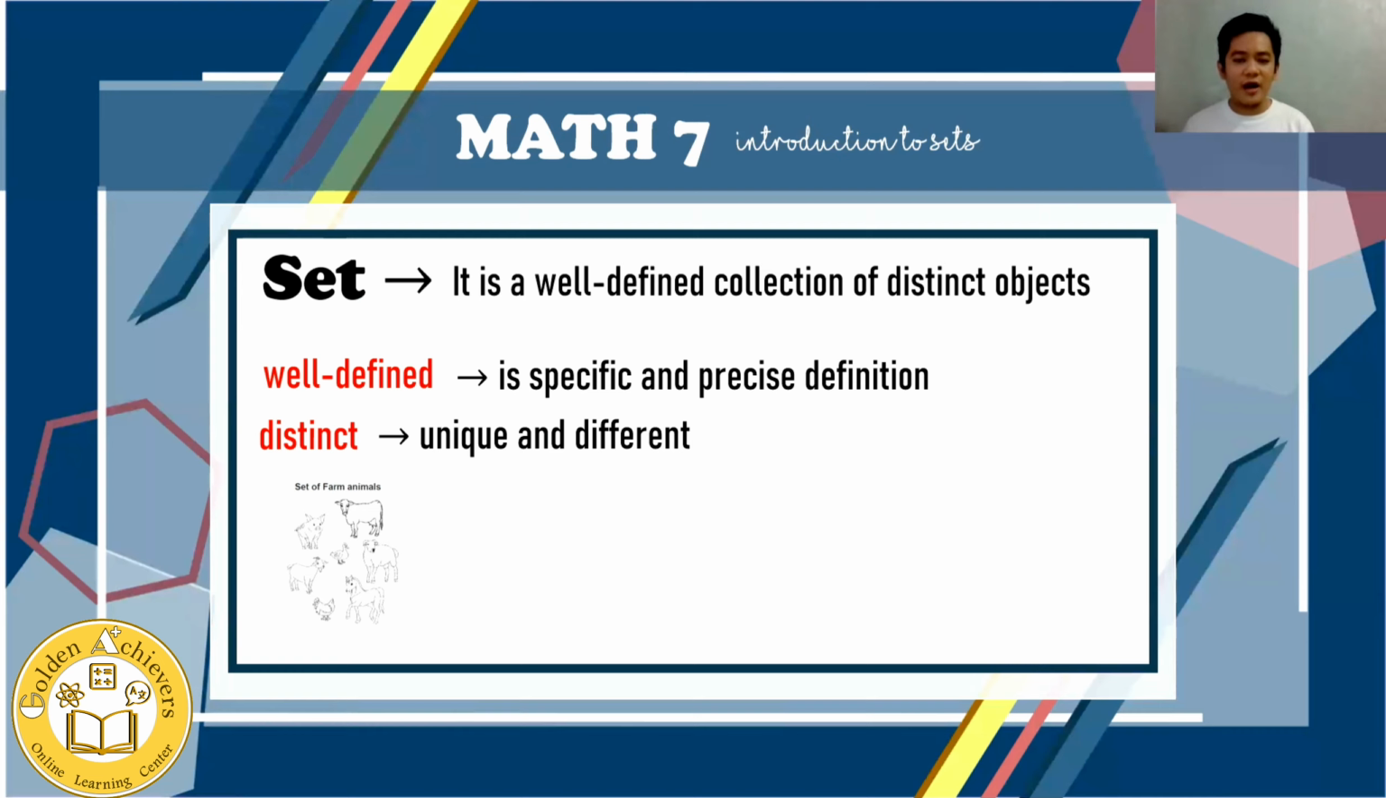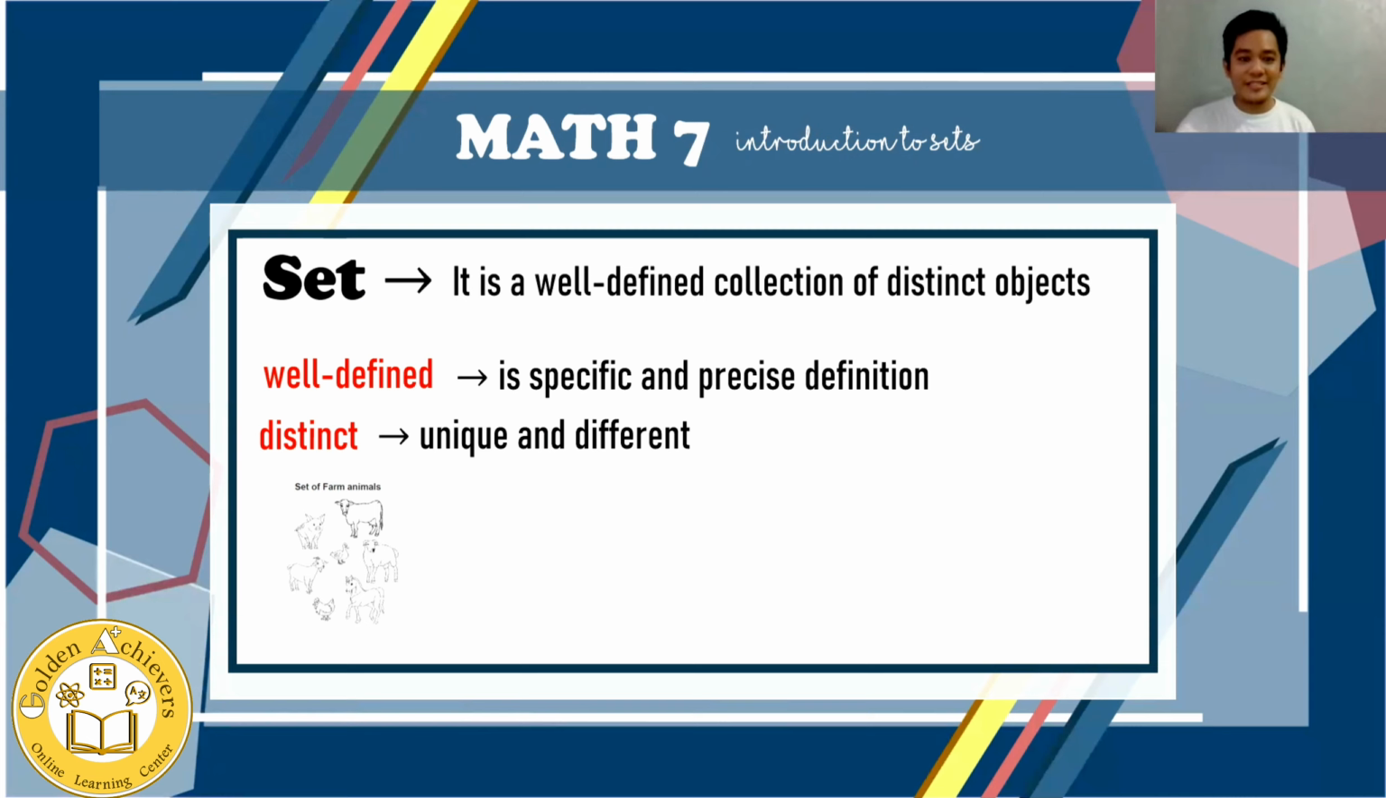Now the question is, are all elements distinct? Yes, of course. Even if you have multiple pigs, it will only be counted as one because it is one species of pig. If we have 10 chickens or 20 chickens, that will only be counted as one chicken because that is a species of a farm animal.